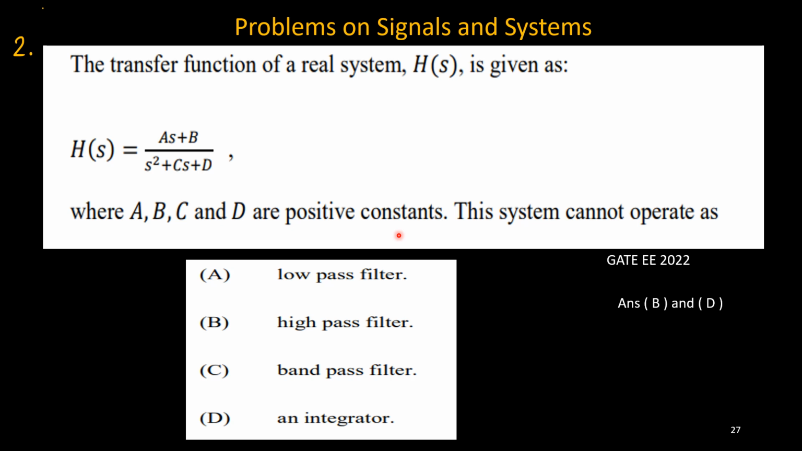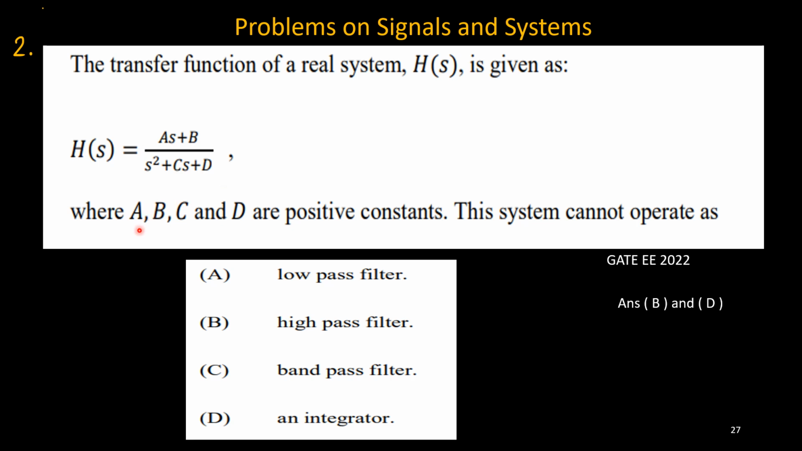Now the question is that this system cannot operate as, means we cannot make this system, any of these: low pass filter, high pass filter, band pass filter, or integrator. So which one can we not design using this function H(s)? That is the question. Okay, can we design a low pass filter with this form?